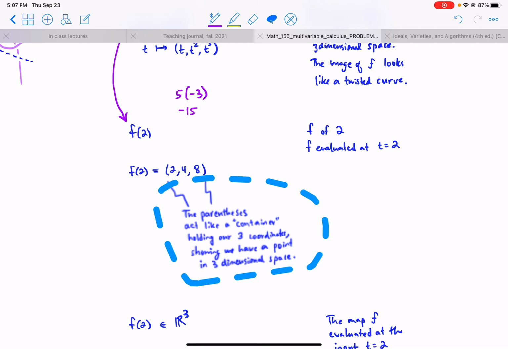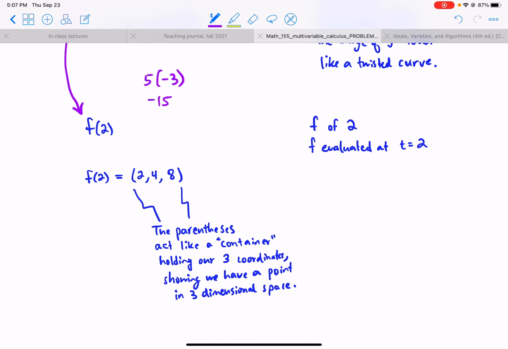So here, I'll move this in. Here, the parentheses are sort of like a container to hold our 3 coordinates and let us know, hey, this object is in 3-dimensional space. And so we put it in a container that has 3 positions.